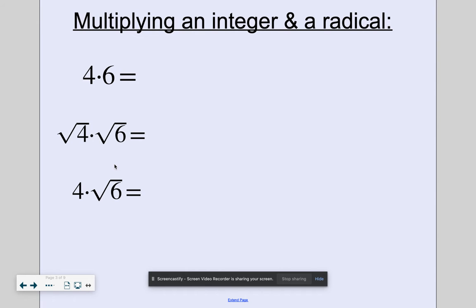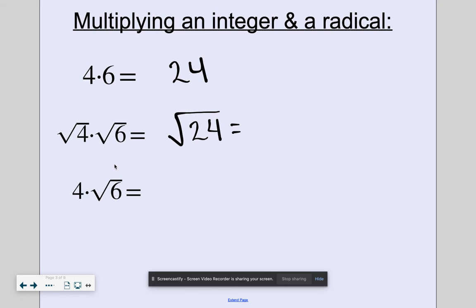Okay, so we're going to practice just multiplying an integer and a radical. So first, we're going to multiply two integers. So 4 times 6, that's 24. Okay, square root of 4 times square root of 6. Well, if they're both in the radical, you can multiply them. So this is the square root of 24, which we then can simplify.